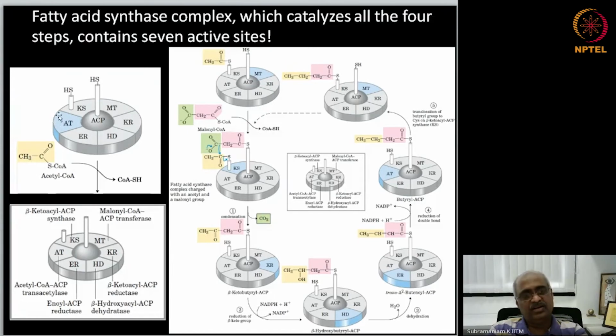So the first step, each one is just before the step, the enzyme that is going to catalyze that is highlighted in blue. So the first step is acetyl-CoA ACP transacetylase that charges this thiol group with acetyl-CoA. Then the next step, Malonyl-CoA transferase. So this thiol group is going to be charged with the Malonyl-CoA, the product of the acetyl-CoA carboxylase.